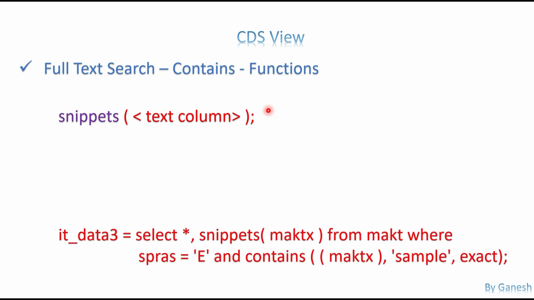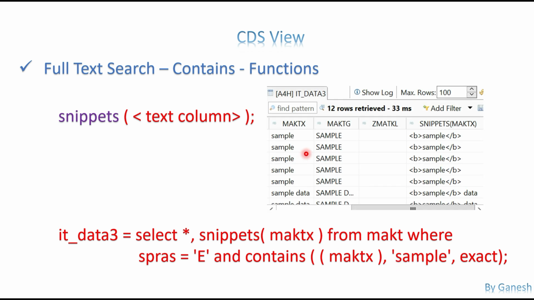Okay, before that I'll show you the syntax here. Select star, the function name and then the field name from the table, and whatever you want, where condition, contains and everything. But then what happens is it will give an additional column along with the name you have given, and this is bold.